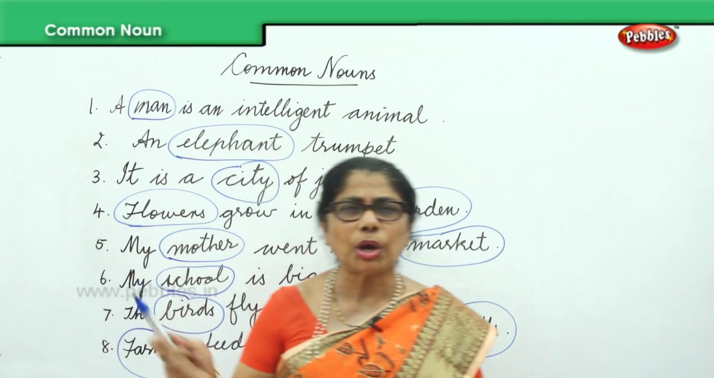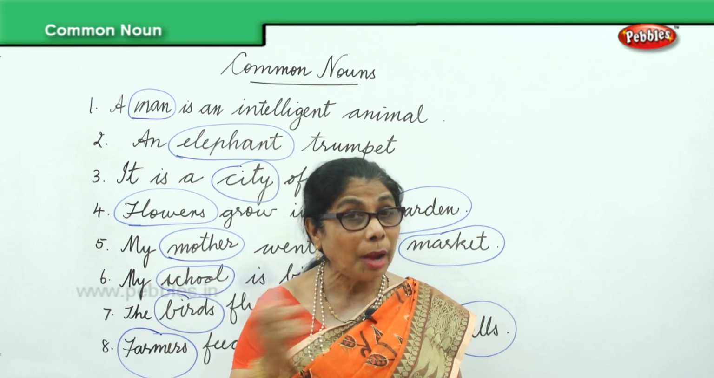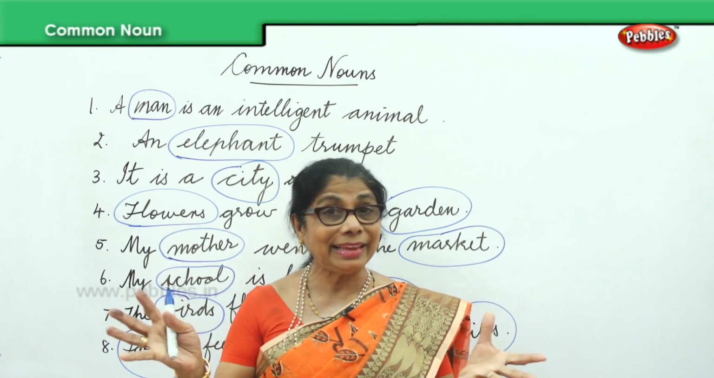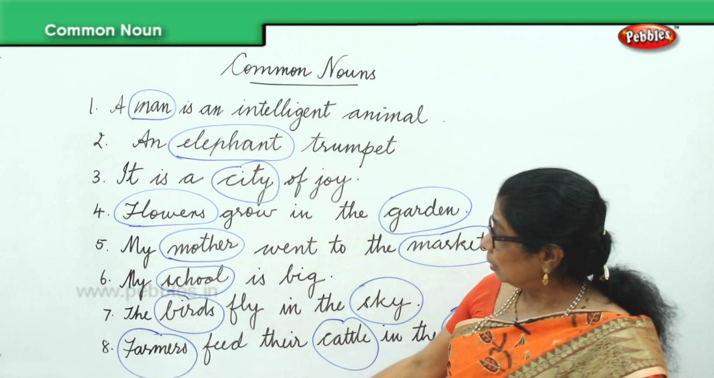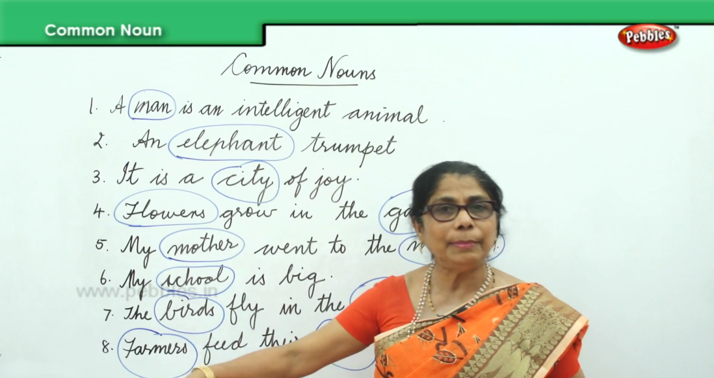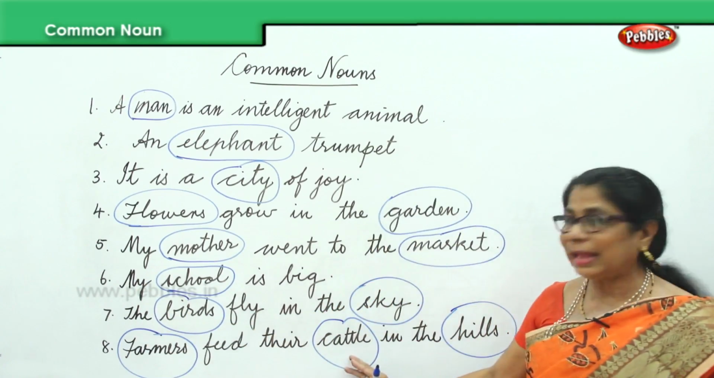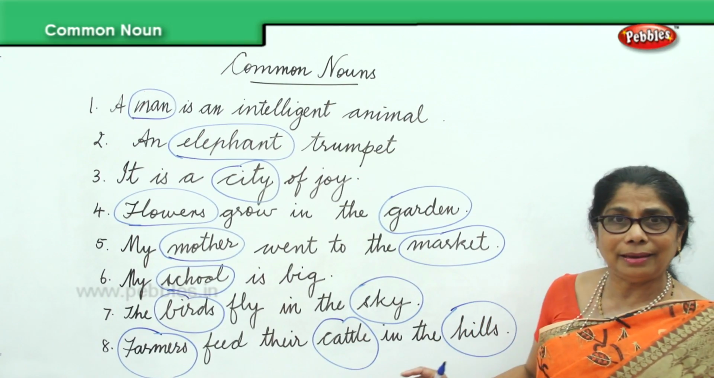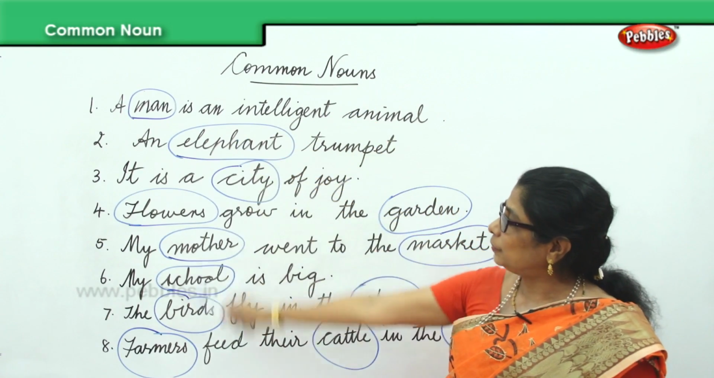Now we have a whole lot of, learn to identify common nouns. Common nouns are names of anything given as a whole, as a group. Now, any farmer, anybody who's working in the field, we call farmer. Now that's a common noun. Cattle, all the animals put together, cattle. Hill, any hill.